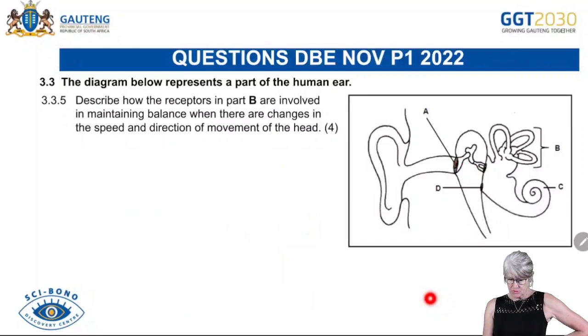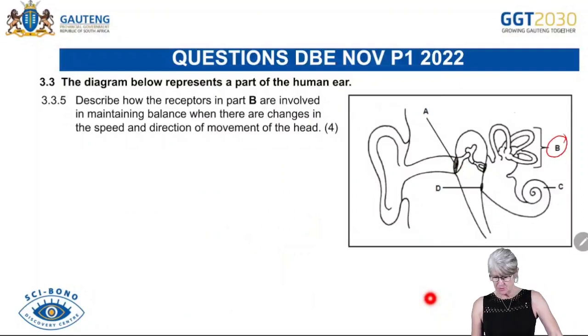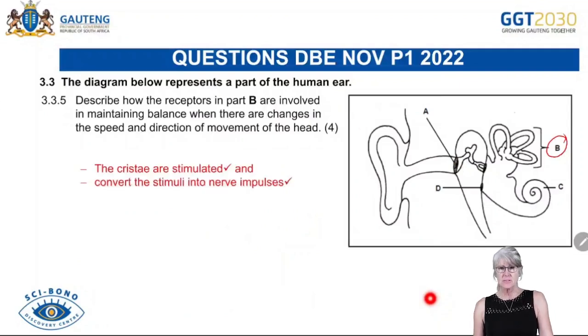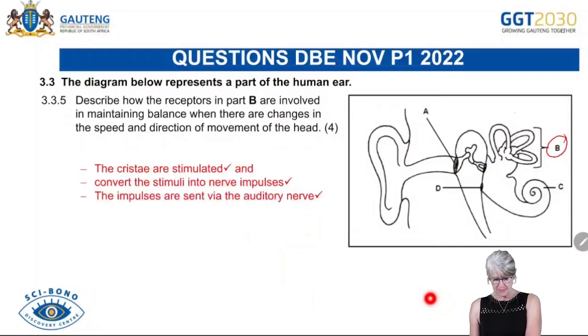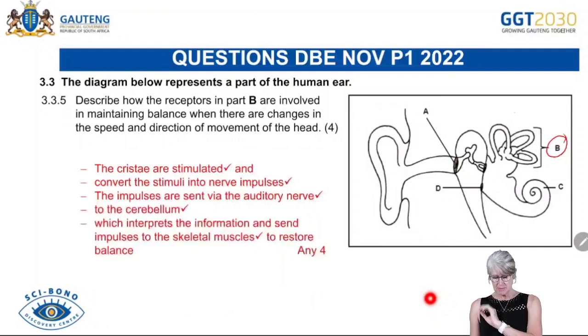Okay, and then describe how the receptors in part B, so here we're having a look at the semicircular canals, are involved in maintaining balance when there are changes in the speed and direction and movement of the head. So we have a look. The cristae are stimulated, because remember we said it's the cristae that are found in the semicircular canals. They convert the stimulus to a nerve impulse, and the impulses go via the auditory nerve to the cerebellum, and there it interprets the information and sends impulses to our skeletal muscle that maintains balance.